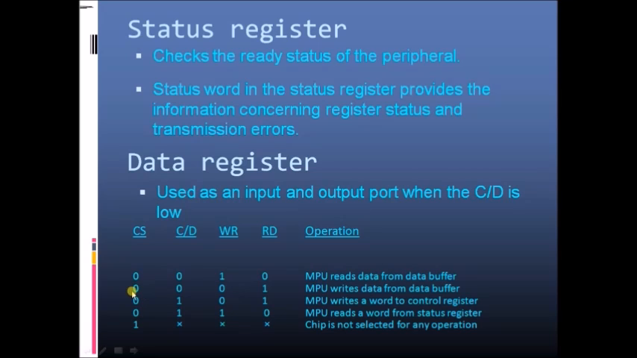Again CS bar is 0, C/D bar is 0, which again indicates data. This time the processor wants to write the data present on the data bus onto the data register or data buffer. Then we have C/D bar as 1, which indicates that the data bus is carrying control information, and here WR is 0. It means that control information should be written into the control register. In the same way for the read operation. Now if CS bar is 1, the chip is not selected, therefore irrespective of the other signals, nothing happens with the 8251.